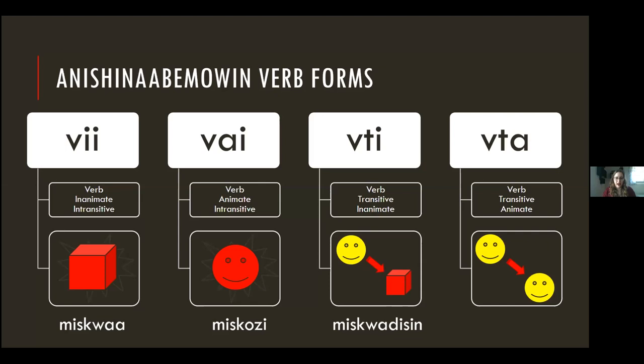VTIs are an animate subject affecting an inanimate subject. Okay, so they're an animate person or an animal affecting something inanimate. Okay, so misquadison, she or he dyes it red. So something inanimate, they're dyeing it red. And then VTAs, which is what we're going to talk about today, is an animate subject affecting an animate object. So misquadis, she or he dyes it red, but it's an animate object instead this time. So she's dyeing something animate red. So say she's dyeing her bread red, right? Misquadis.